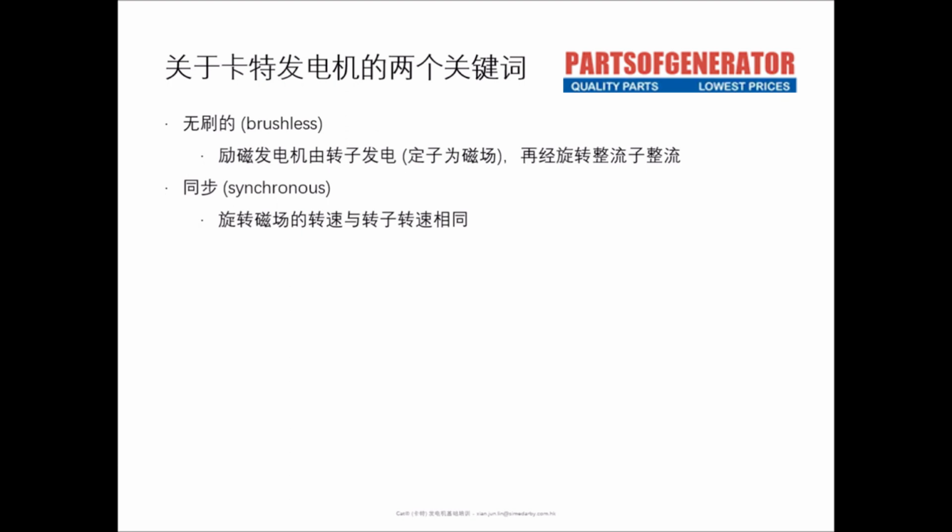First, let's talk about the 2 keywords about the Carter generator. One is brushless, and the other is synchronization.